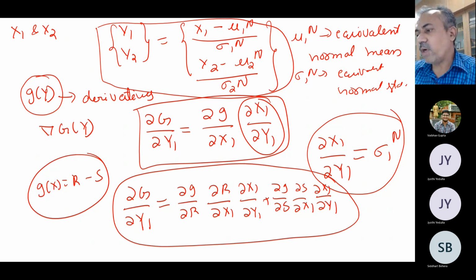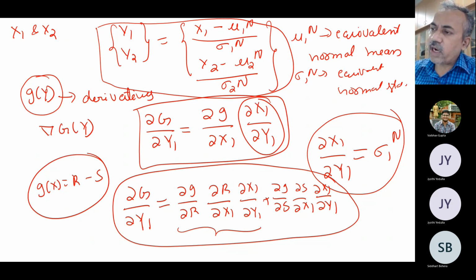Suppose the random variable doesn't come in R, so you can ignore this actually. Sometimes the random variable may come in R also, it may come in S also. So then you may have to do this type of derivative calculations actually. So using the chain rule, we can find out all our numbers itself.